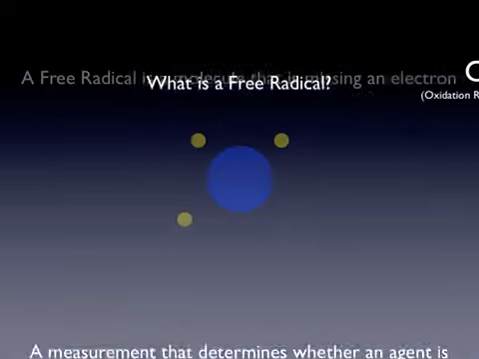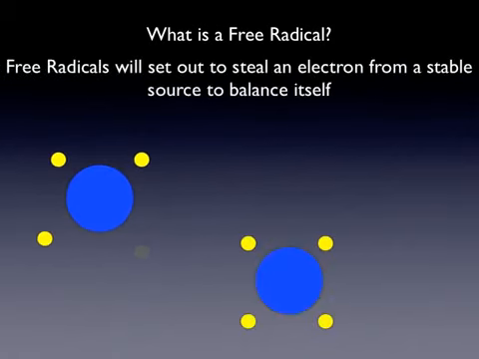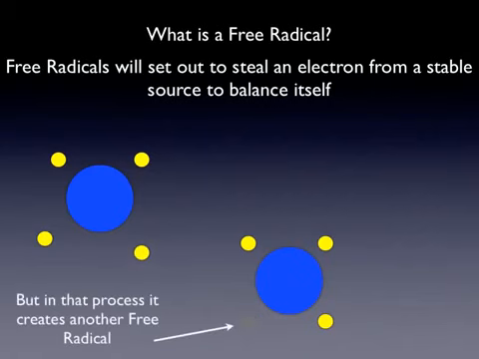So what is a free radical? A free radical is a molecule that is missing an electron. Free radicals will set out to steal an electron from a stable source to balance itself because that's what it needs to do. Molecules want to be stable by nature. So if something is unstable, it will seek out and find a source where it can steal an electron and cause the free radical to be neutralized.